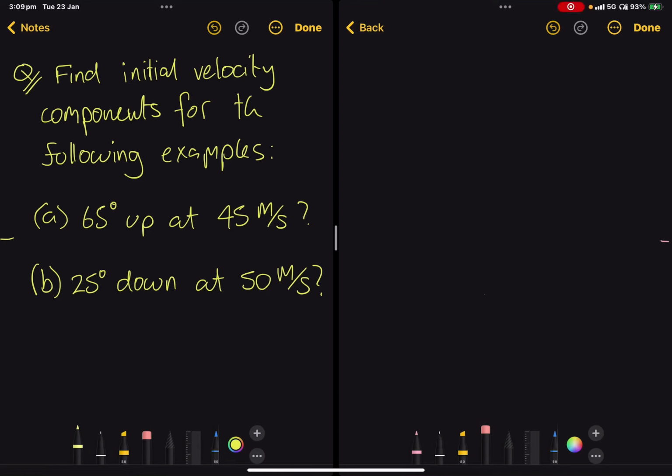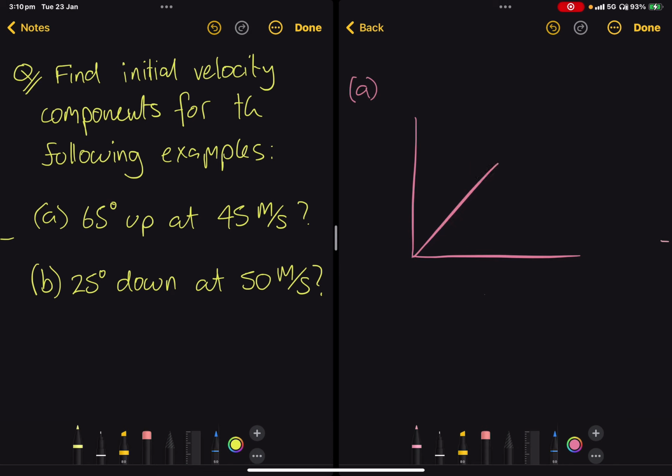Okay, so we're going to have a look at another advanced mechanics question. This one is just asking us to find the initial velocity components for the following examples. So we'll do these separately. We'll start with example A. In example A, we're told the launching angle is 65 degrees up and the launching velocity is 45 meters a second. So let's draw a diagram of this.